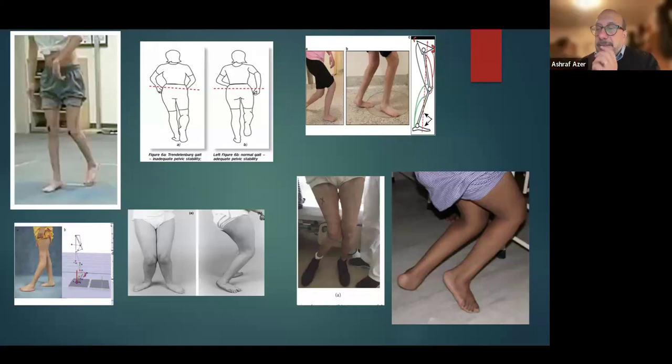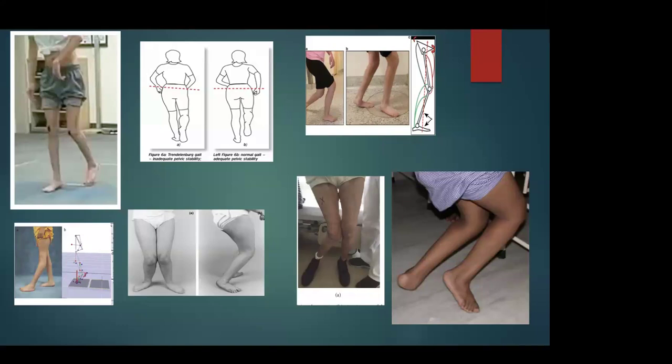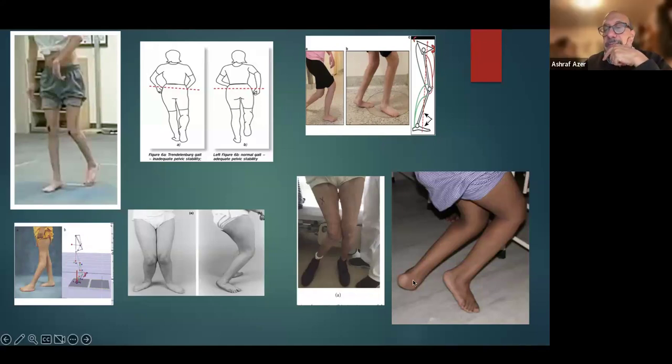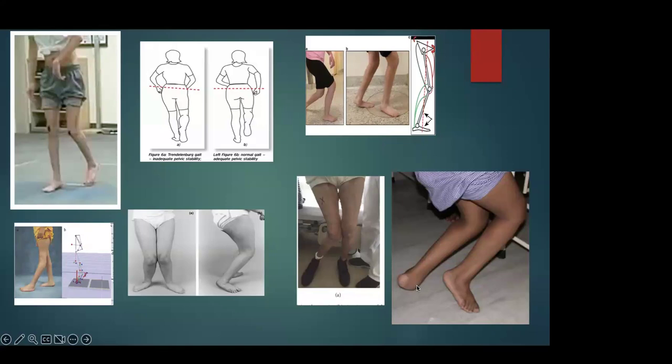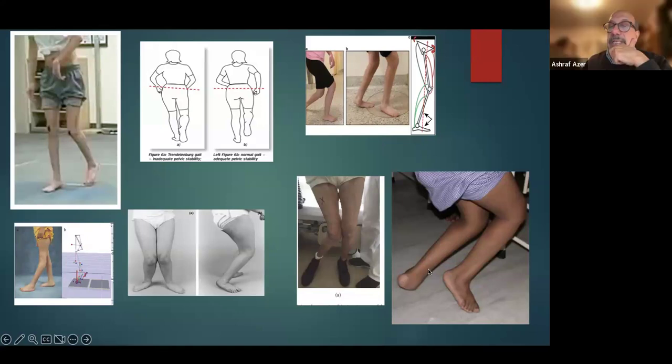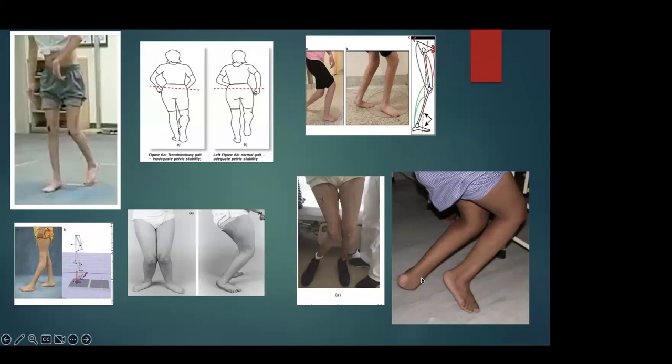So the idea here is to say: I see a patient with spasticity, flexed knee, plantar, not plantigrade. What do you call this foot? The left foot. The one in the middle. There is a middle foot here, in the picture on the left.